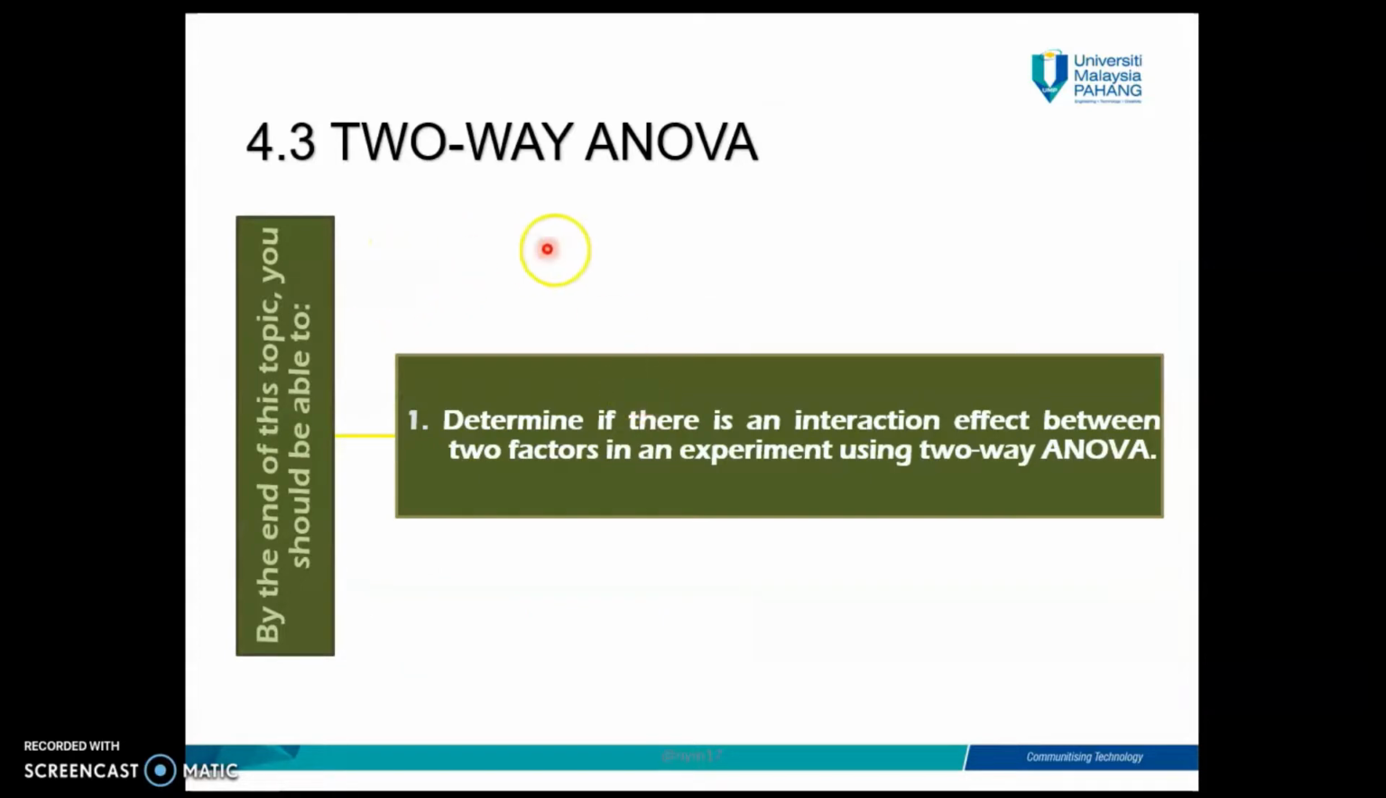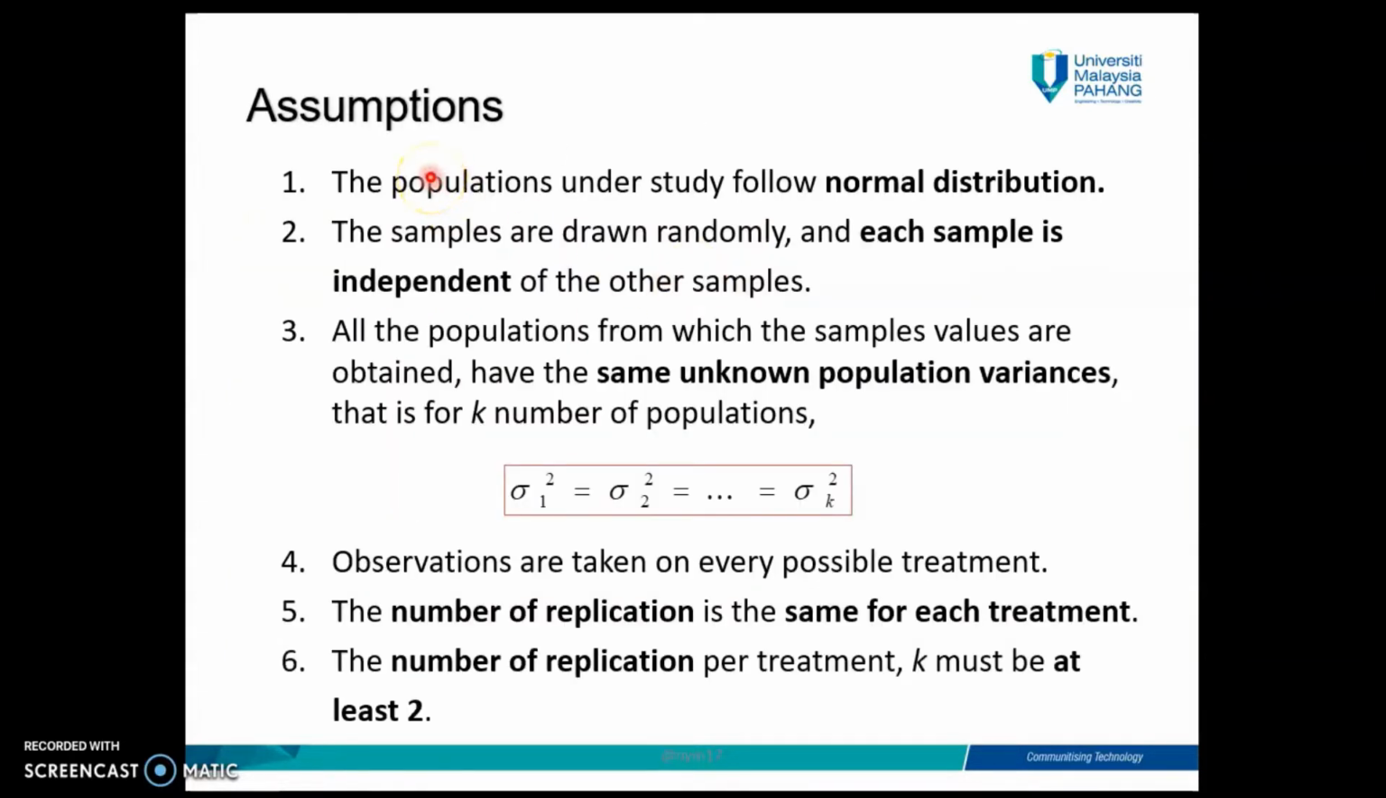So for two-way ANOVA, these are the assumptions that you need to fulfill if you want to conduct a two-way ANOVA analysis. Number one, you need to make sure that the population under study follows a normal distribution. Second, you need to make sure that the samples are random and they are independent of each other. This is actually similar to the assumptions for one-way ANOVA analysis. Even the third point is still the same as one-way ANOVA analysis. We need to assume that all the populations under study have the same unknown population variances.